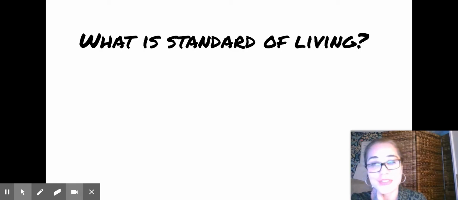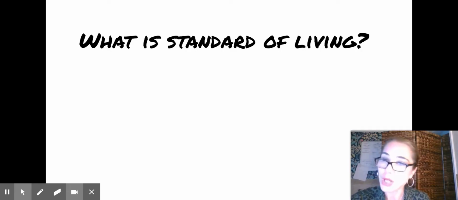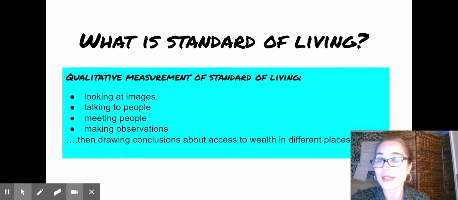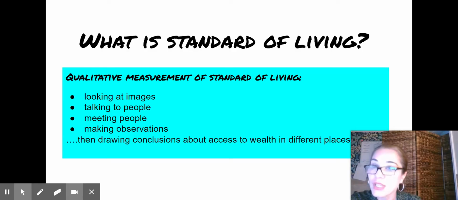One way geographers draw conclusions about standard of living is by looking at qualitative data. Qualitative data is what we can observe with our own eyes and ears. In other words, we collect information by looking at images, visiting sites, and talking to people to find out what their lives are like.